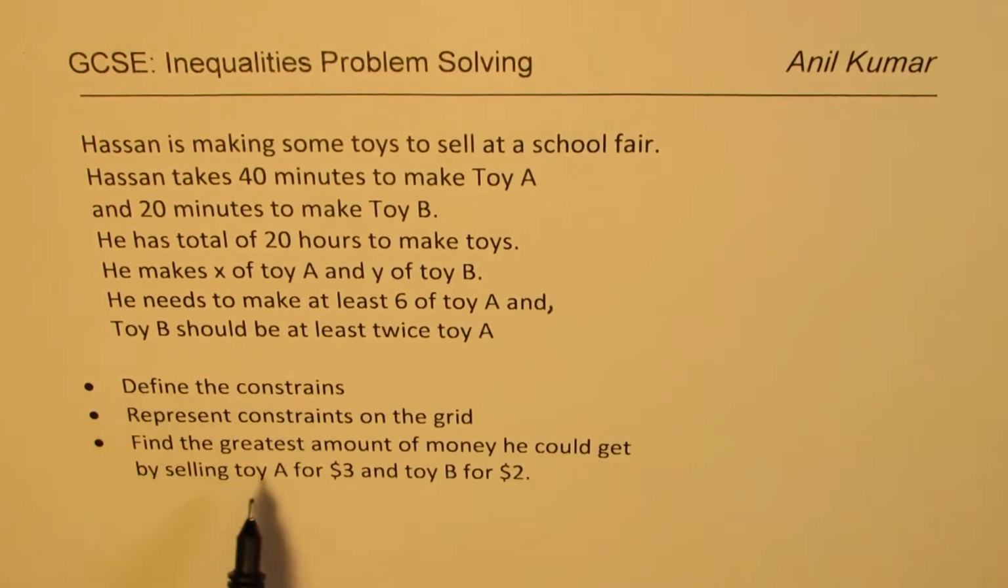Define the constraints. This is the question. Define the constraints. Represent constraints on the grid. Find the greatest amount of money he could get by selling toy A for $3 and toy B for $2.